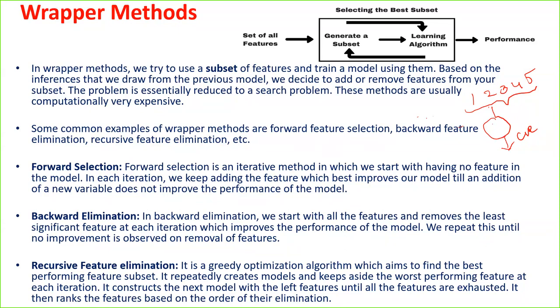Am I right? Yes, sir. If you look at the previous one, it is independent of the machine learning algorithm that you are picking. But here, it is depending on the machine learning algorithm that you are picking. Right? So there are different ways of selecting the subset, because you can't select all the exponential number of subsets. How many subsets are possible if you have five features?